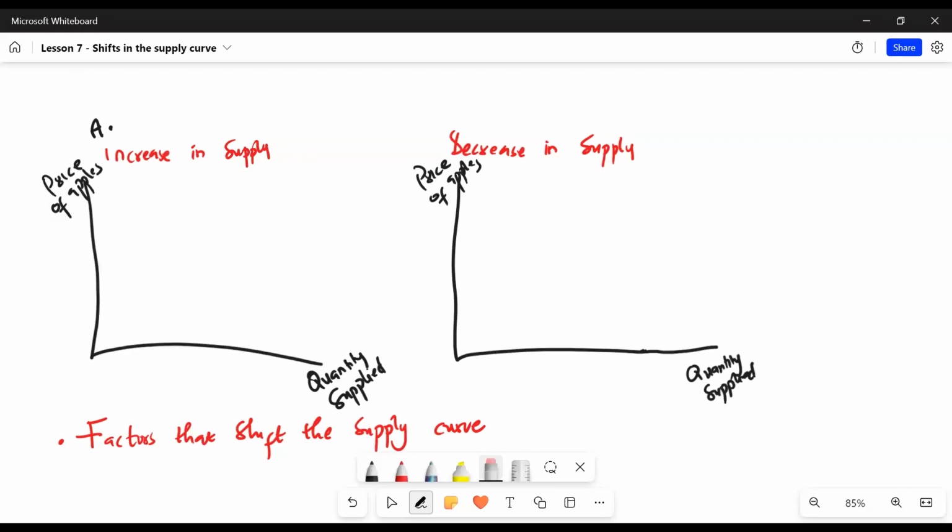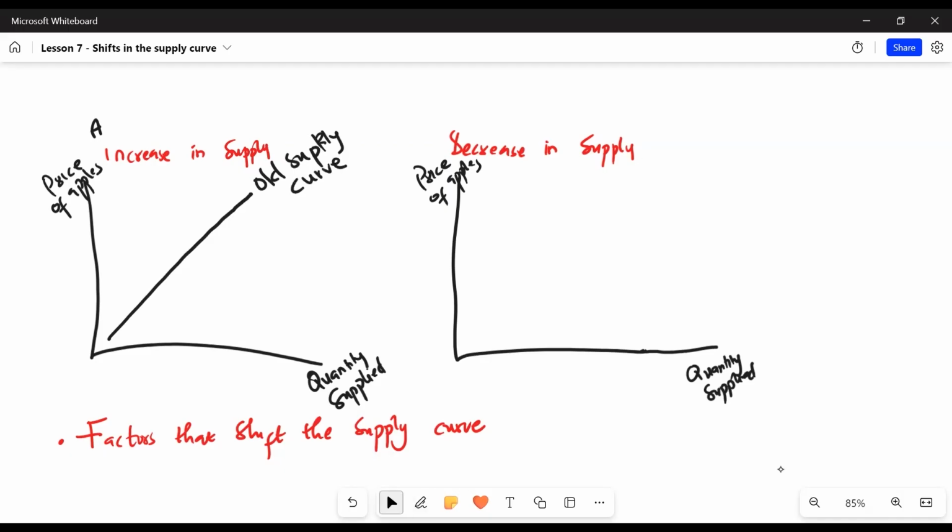Our first example is an increase in supply. Assuming we start from a supply curve, which we can call an old supply curve. If any factor changes in the market apart from the change in the price of a good, that causes the supplier to increase the supply of this good, this will move the supply curve to the right onto a new curve which we can call new supply curve.